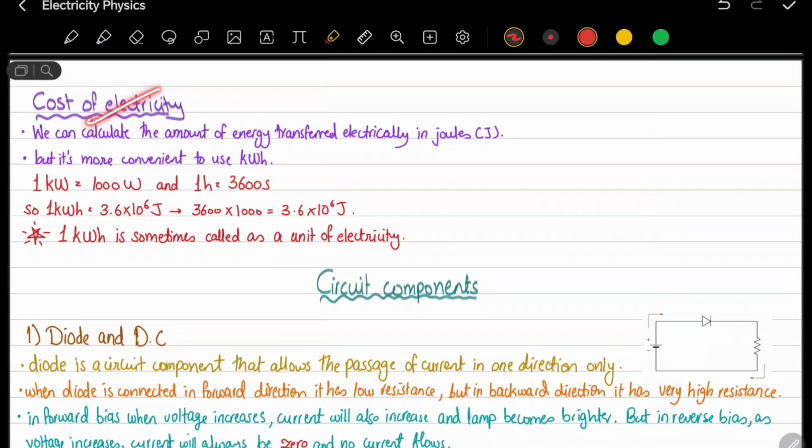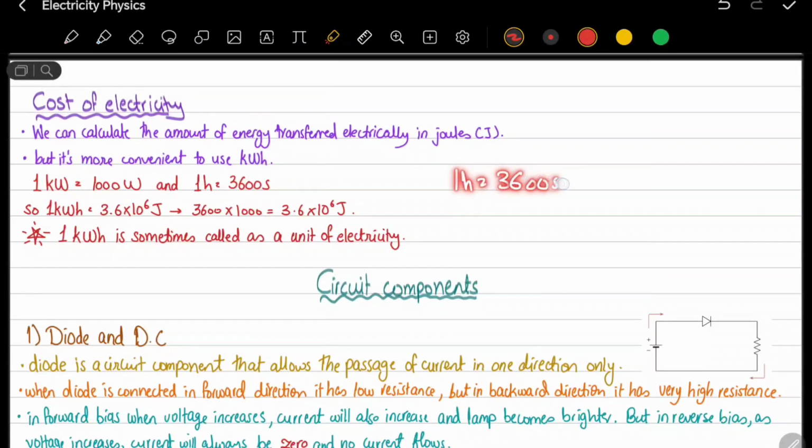Now moving on to the costs of electricity. We can calculate the amount of energy transferred electrically in joules, but it's more convenient to use the kilowatt hour. 1 kilowatt, from its name, kilo stands for 1000. So 1 kilowatt stands for 1000 watts. And 1 hour represents 3600 seconds.